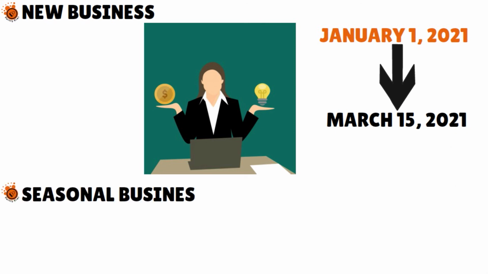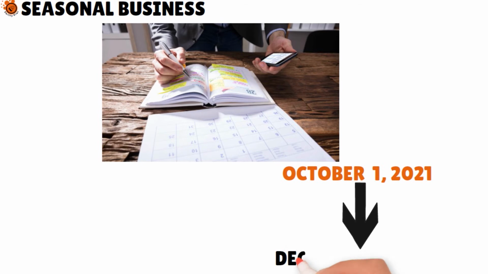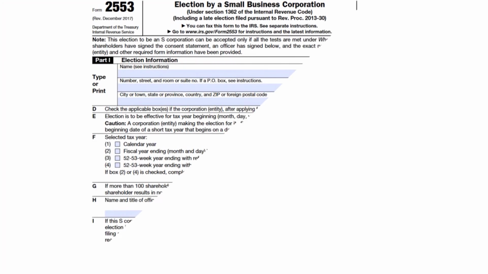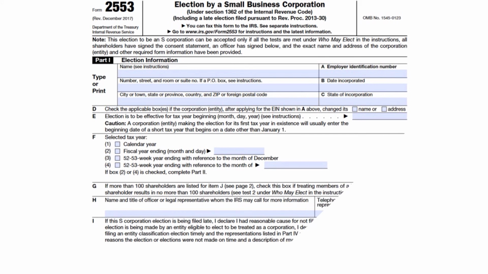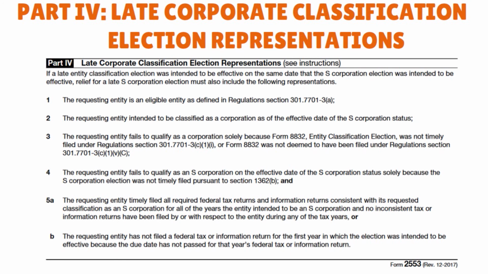What about a seasonal business? Let's say you have a seasonal business and your tax year starts October 1st. Your IRS Form 2553 will be due by December 15. That's 75 days. No matter your specific deadline, filing IRS Form 2553 on time is important if you want to take advantage of S Corp tax treatment for a specific tax year. If you file too late, you might have to wait one more year for the election to take effect.